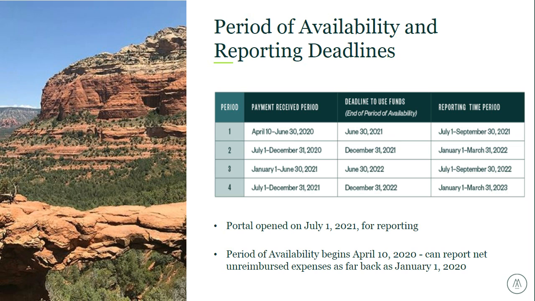In the written guidance, it does say that the period of availability begins with each payment received period, so that would be April 10th. But keep in mind, there have also been subsequent webinars and written guidance that your unreimbursed expenses that you're reporting for PRF usage can go back as far as January 1st, 2020. And if you've gotten into the portal or started to look at the data entry worksheet, you'll see that the reporting is on a quarterly basis all the way back to January 1, 2020. And that's true for both expenses and lost revenue.